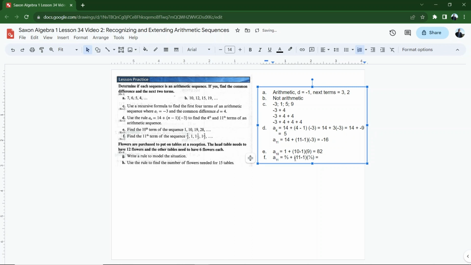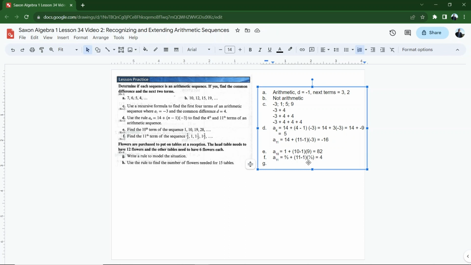Okay, so let's just figure this out. 11 minus 1 is 10. 10 times 1/3 is 10/3, okay? 2/3 plus 10/3 is 12/3. 12/3 is 4. That means that the 11th term of this is going to be 4. And you could check me by starting at 2/3 and then counting up by 1/3 11 times to see if you get 4. But that equation works to find exactly that. All right, let's look at letter G.